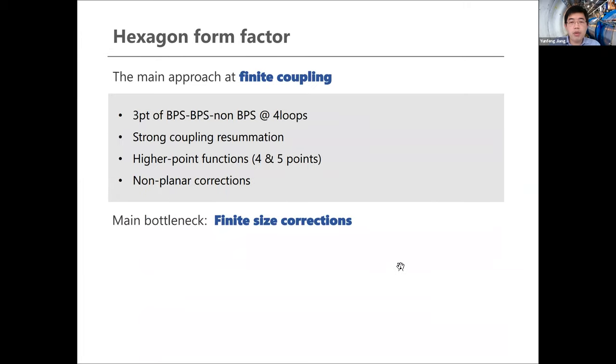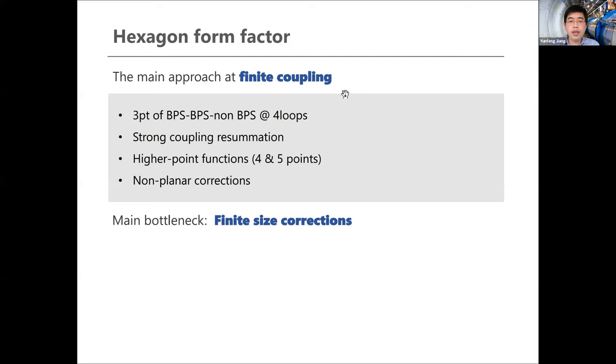So these are what we know at weak and strong coupling. And then an important breakthrough, as we all know, is the hexagon form factor approach at finite coupling. So this is the main approach, if not the only approach, at finite coupling. With this, we can calculate a lot of results in higher-point correlation functions. For example, the three-point function of BPS, BPS, non-BPS operators has been computed up to four loop orders, which is quite impressive. And in some cases, for example the strong coupling semi-classical limit, we can do the resummation and give a prediction at strong coupling. And this also has been applied to compute four-point functions and five-point functions, and also in computing non-planar corrections. So all these results are very nice and very impressive.